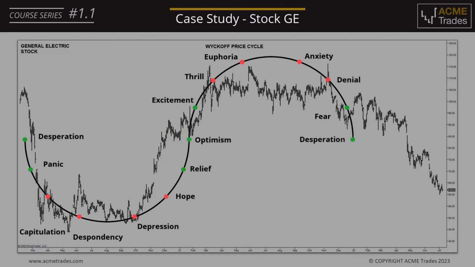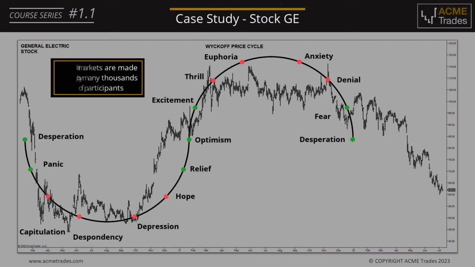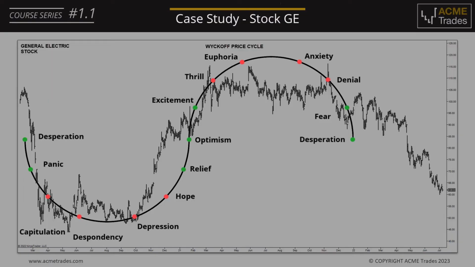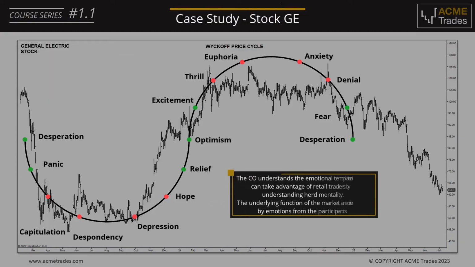Now there is an overlay that can be used as an emotional template that gives credence to these phases. Try to think of the market as an entity, living and breathing, that is made up by many, many market participants. The CO, the smart money, understand the emotional template and can take advantage of retail, the average Joe, by understanding herd or group behavior.